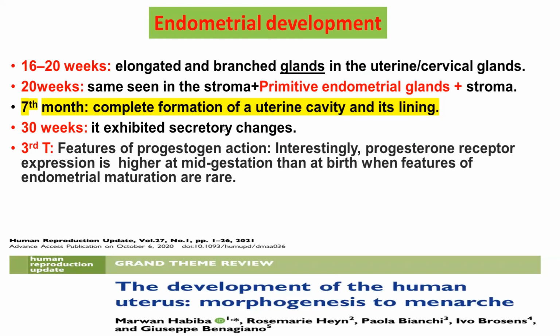At 20 weeks, the same is seen in the stroma with primitive endometrial glands and stroma. The 7th month is the completed development of the endometrium. After that, it exhibits secretory change at 30 weeks, and the third trimester shows progesterone action as well in this endometrium. So the development of the endometrium is a little bit delayed after 14 weeks, starts to have glands at 20 weeks, and thereafter functioning endometrium at that time.